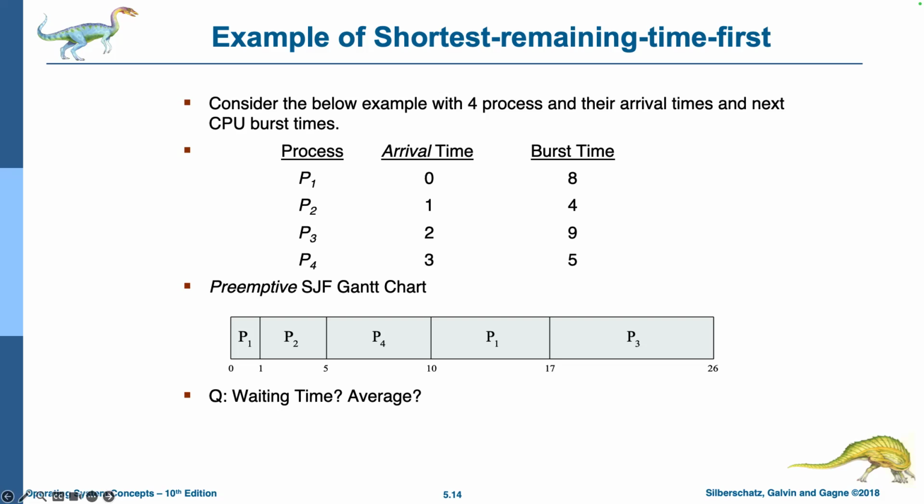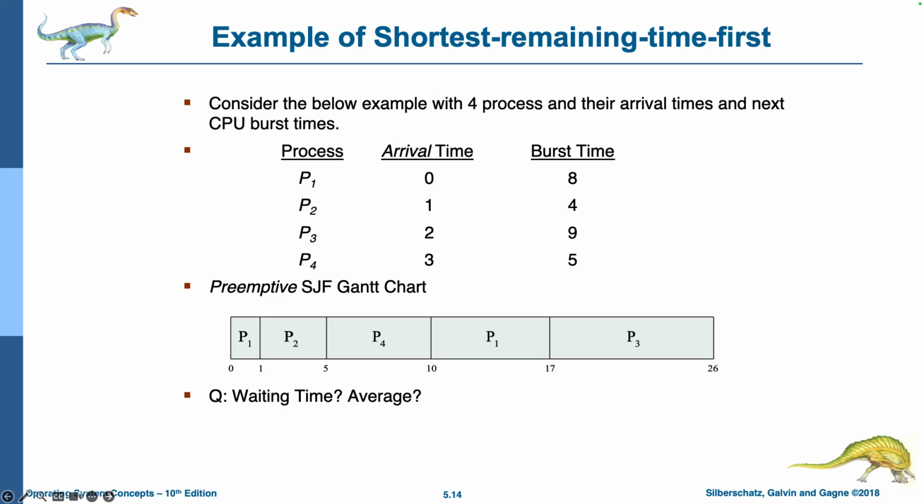And why do we put P2 here? Because of the remaining time. P1's remaining time is 7 until here, from here to here is 7. It's much larger than P2. P2 is only 4, 5 minus 1, only 4. And P4 is 5 to 10, which is 5. P1's remaining time is larger than P2 and P4, so it's put here. But this one is still smaller than it. Get it? Sure. So this is remaining time. Remaining time is how much time I still need.